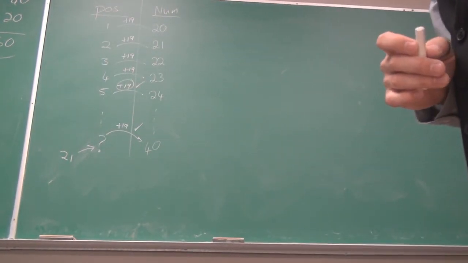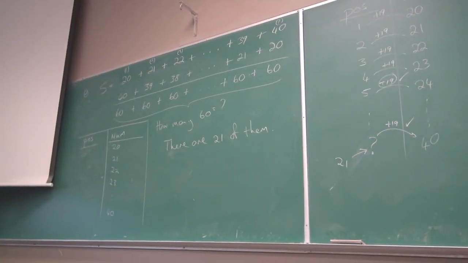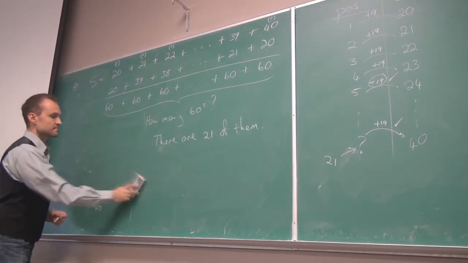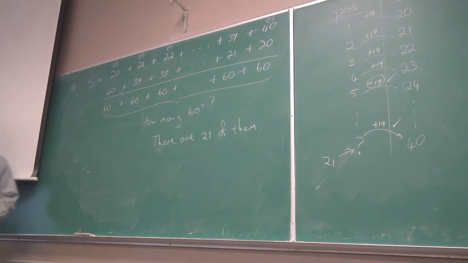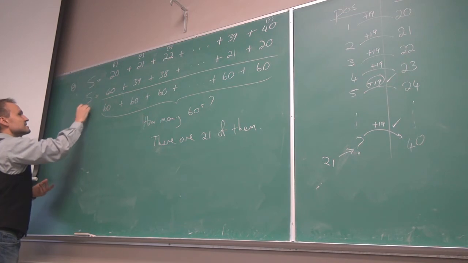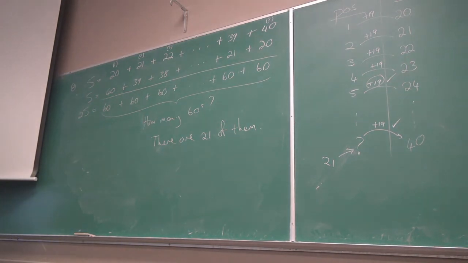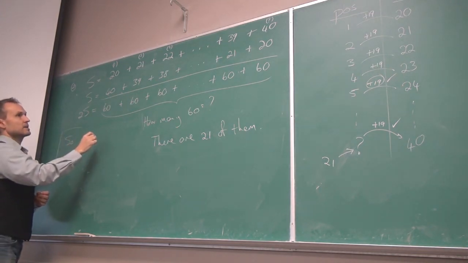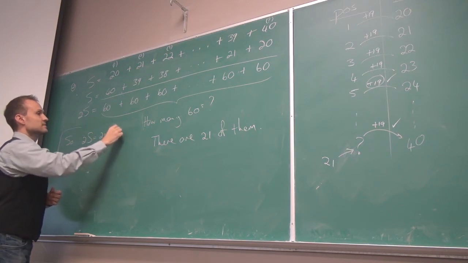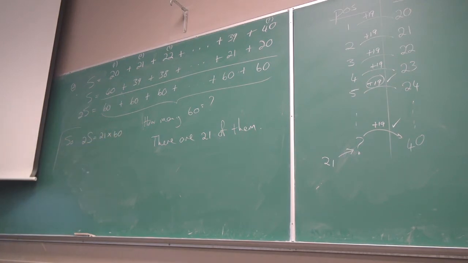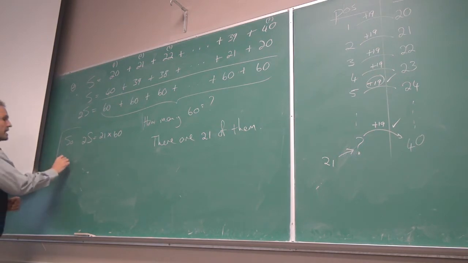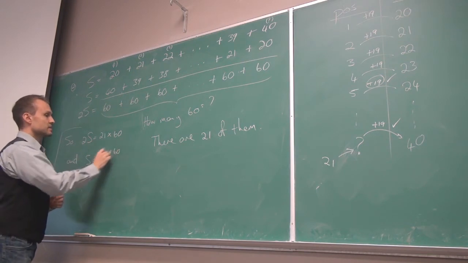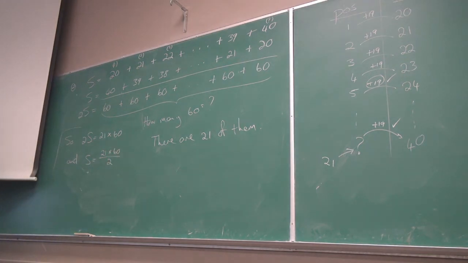When you're trying to count things, it comes up often as a convenient way to figure something out. We're not really done. This was an S. This was still a double S. So now we have this double sum is therefore 21 groups of 60, which is multiplication. And so the sum that I'm looking for is 21 times 60 divided by 2, because it's double what I'm looking for.